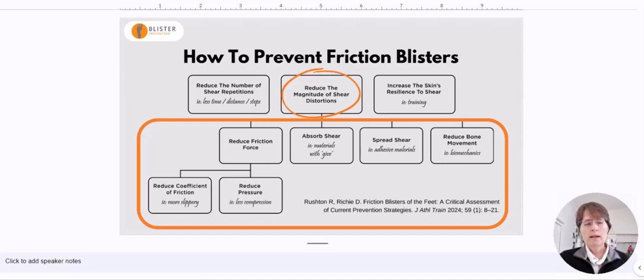So that's how we can reduce plantar shear, plantar forefoot shear, reduce bone movement, spread shear load, absorb shear with cushioning materials, and reduce friction force with either pressure reduction or coefficient of friction reduction.